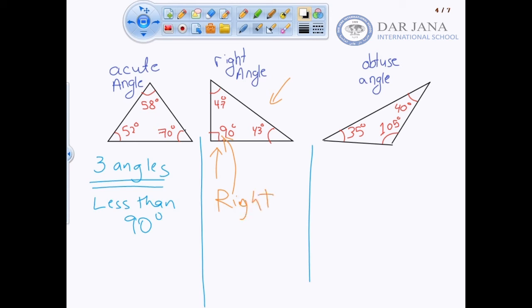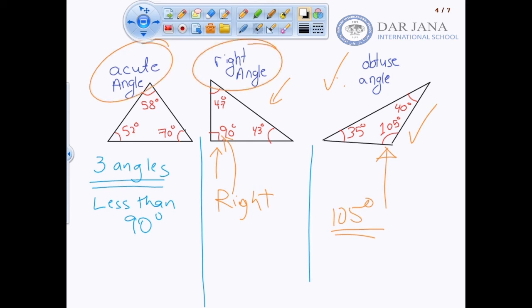Great. All right. So now when we come to this one, an obtuse triangle, one of the angles here, you guessed it right, is greater than 90 degrees but less than 180 degrees. In here, we have a 105-degree angle. That makes an obtuse triangle. So remember those three terms, folks. We have an acute angle, we have a right angle, and we have an obtuse angle.